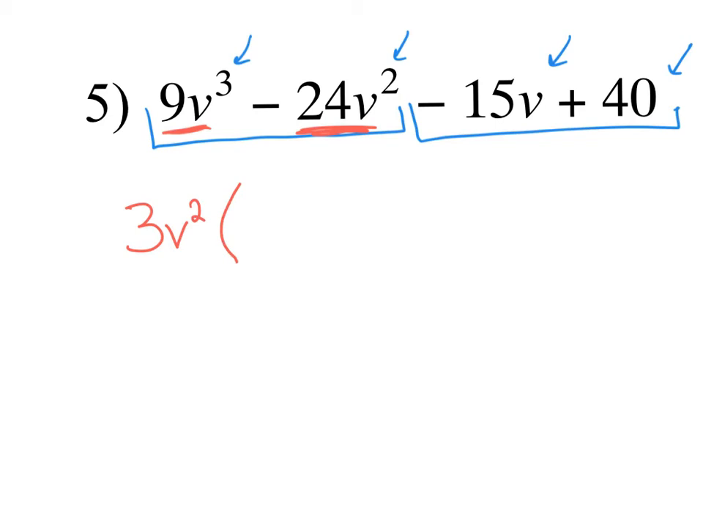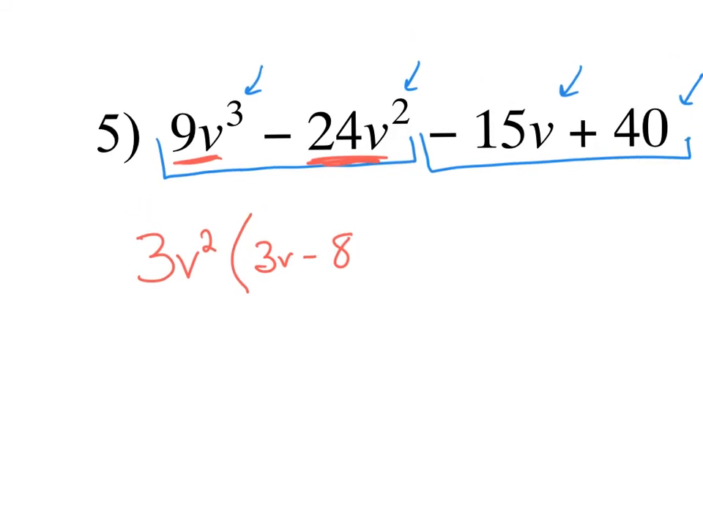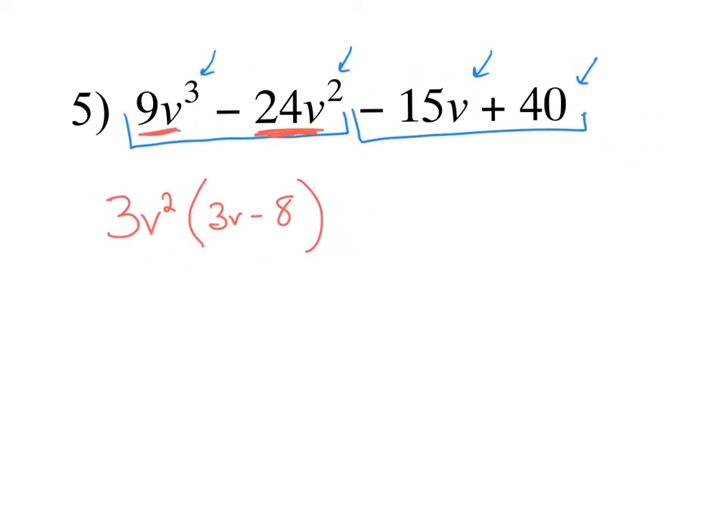Okay, so now 9v cubed divided by 3v squared, that's going to leave me a 3v. 24 divided by 3 is 8. V squared divided by v squared, so that the v squareds factor out there. So that's what I end up with there. Okay. On the second part here, 15 and 40, they both have factors of 5. Now the first term is negative, so what am I going to do? I'm going to also pull out a negative with that 5. And then they don't have v's, so 3v, and then positive 40 divided by negative 5, that's a negative 8.